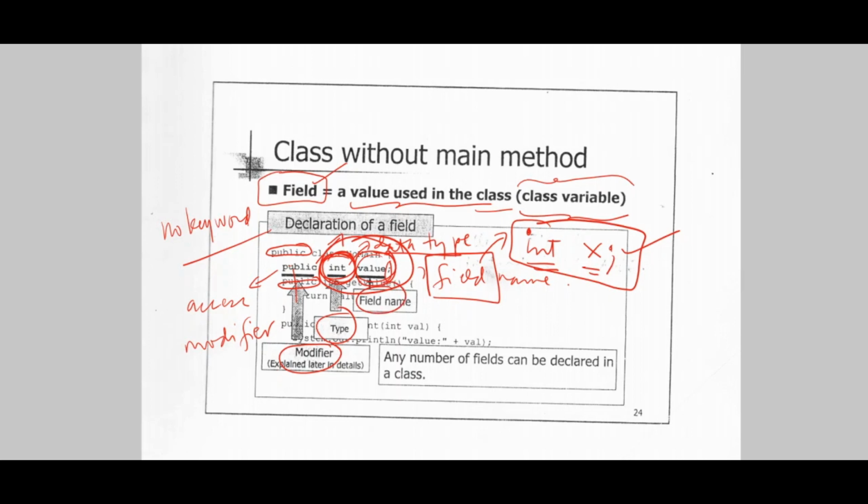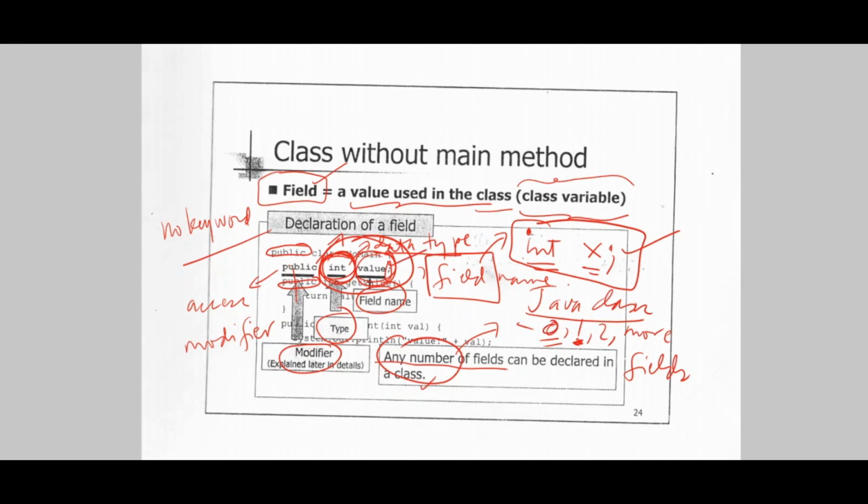Now take note that any number of fields can be declared in a class, any number, which means a Java class can have 0, 1, 2, or more fields. Okay, that's the meaning of any number. So a Java class may not have fields or class variables. It may have one, like the previous example we have, where we have value, one field.